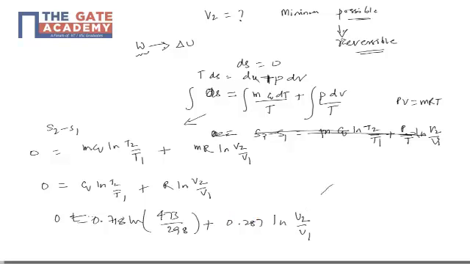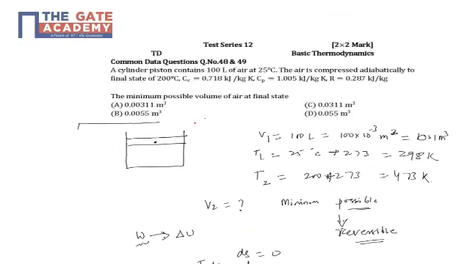So from this equation, if you calculate V2 by V1, I get close to 0.317, and so V1 is already 0.1, so I get 0.031 as the answer. 0.031 is the answer. So C is the answer for this common question. So it's direct, the only thing is you have to remember the TdS equation. Thank you.